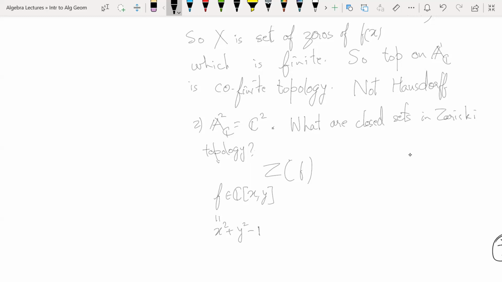But these are not all. I've taken the zero set of only one polynomial. If I take the zero set of two or more polynomials, then I can get some smaller sets as well. In fact, what I say is that every finite set is there.